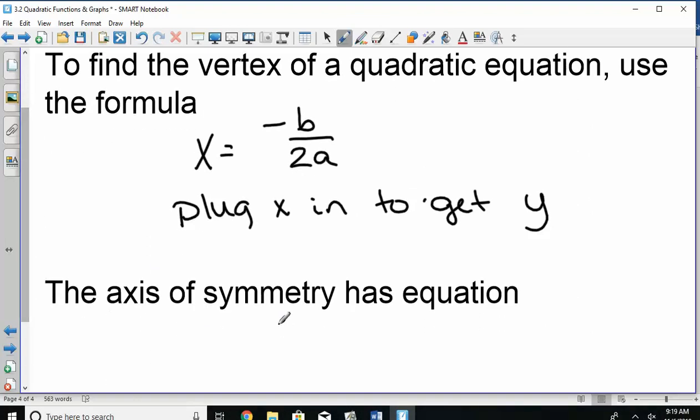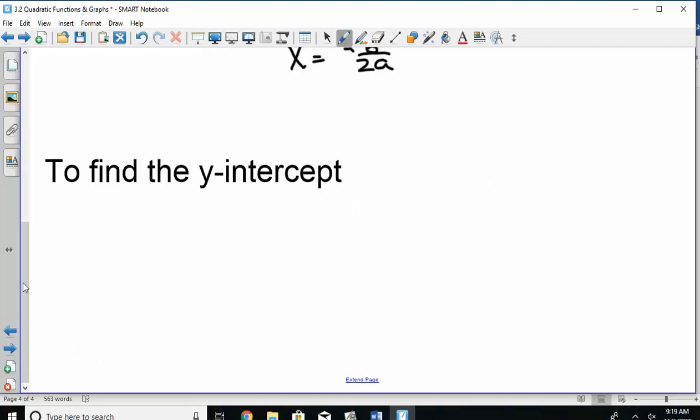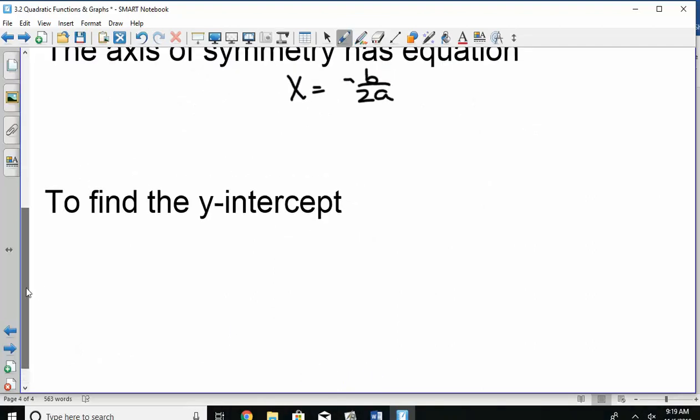Then the axis of symmetry is just the vertical line going through, so it is just x equals the opposite of b over 2a. On the axis of symmetry, since it is a line, I do expect you to write the x equals part if I ask for that equation. Y-intercept, that is when, what? How do we find y at?